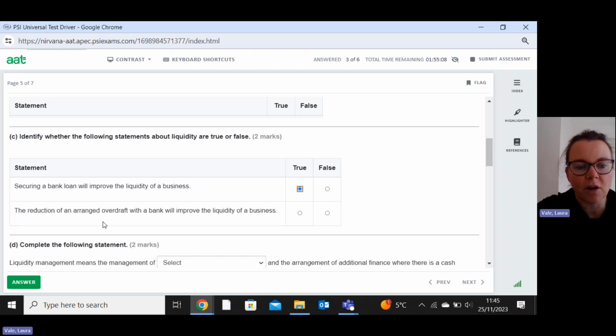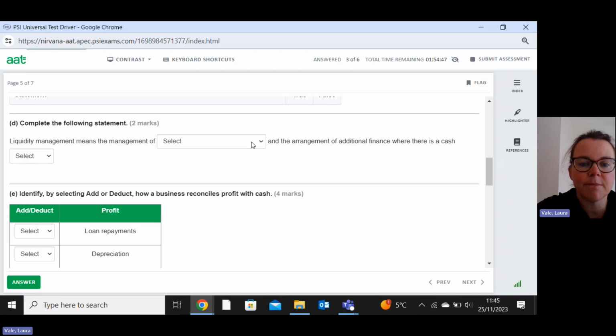The reduction of an arranged overdraft with a bank will improve liquidity. Well, no, because if you haven't got so much overdraft, you haven't got so much access to funds. If you haven't got so much access to funds, you can't pay your debts as they fall due. So that one is false.